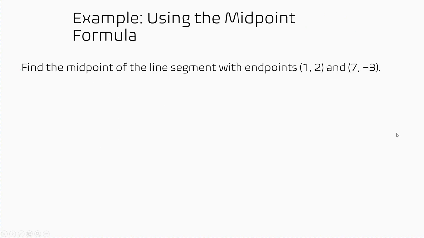All right, so let's find the midpoint of the line segment which has endpoints 1, 2. So this is my x1, y1. And 7, negative 3. This is my x2, y2. All right, so the midpoint.